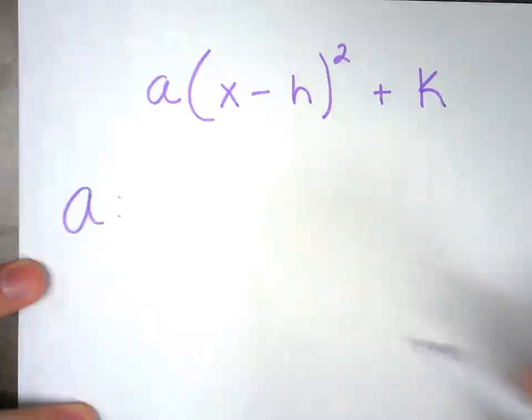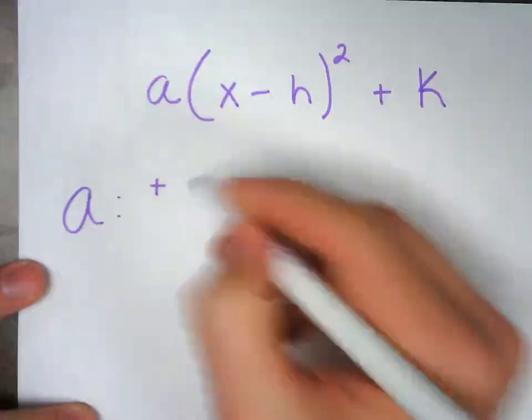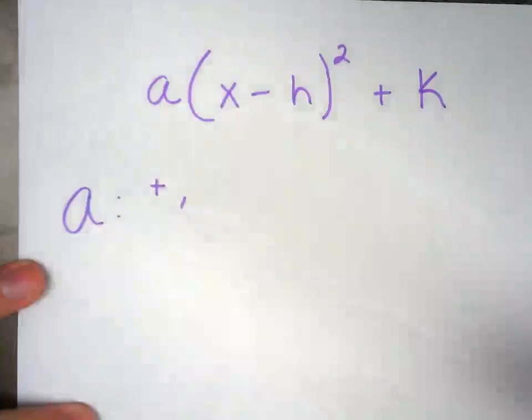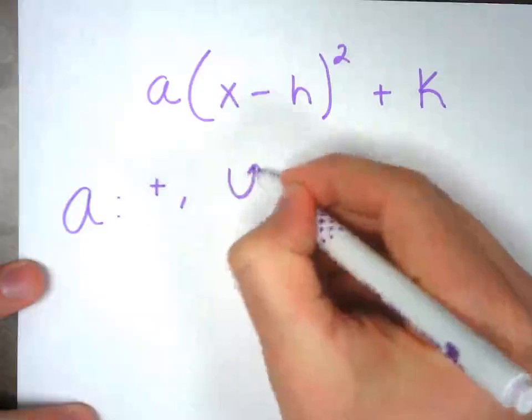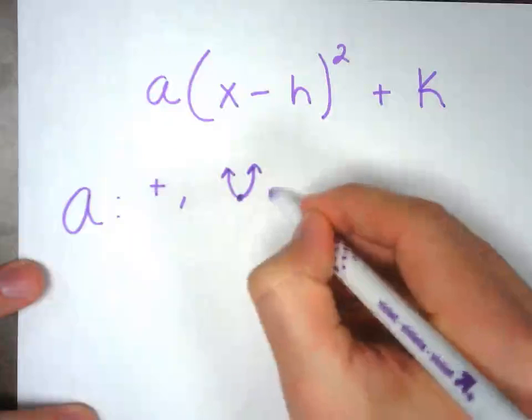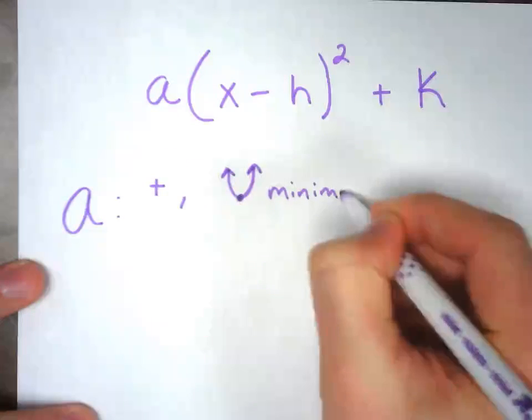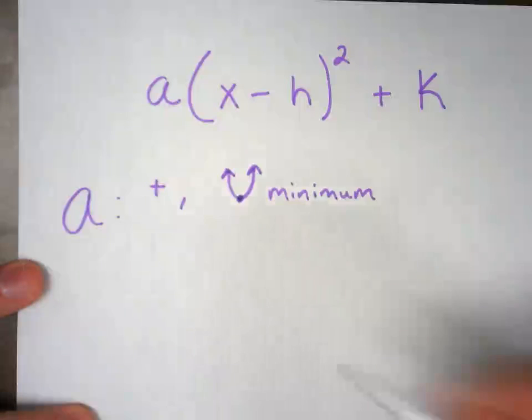A has a couple meanings. First off, if A is positive, just a positive number, that means your graph will look like this. That's how it looks. Notice the vertex there is a minimum. So if A is positive, the graph will be going up and it will have a minimum.